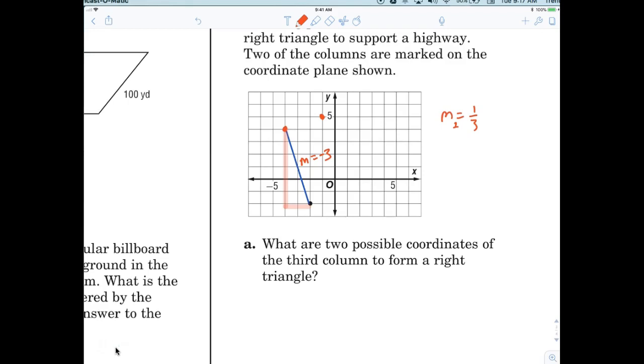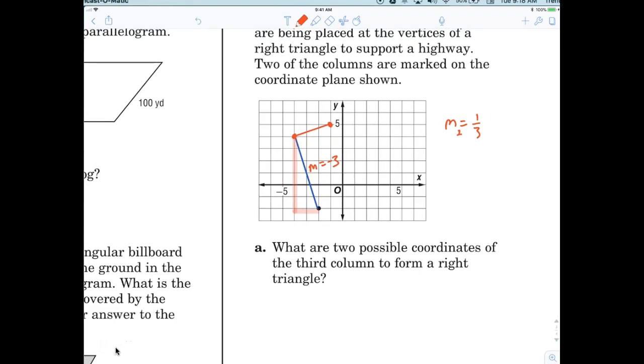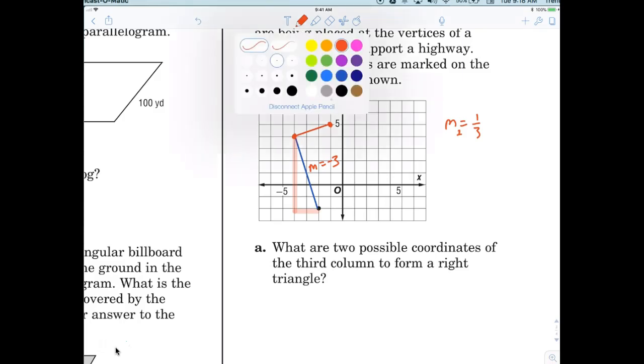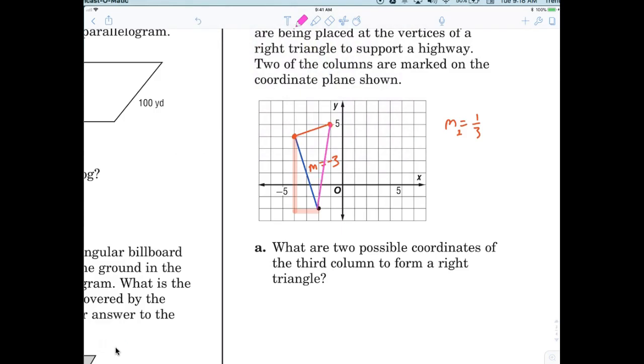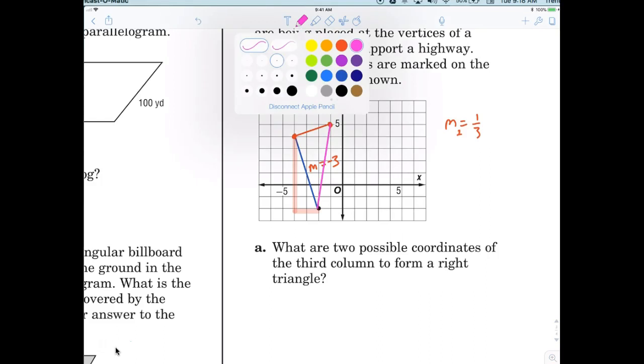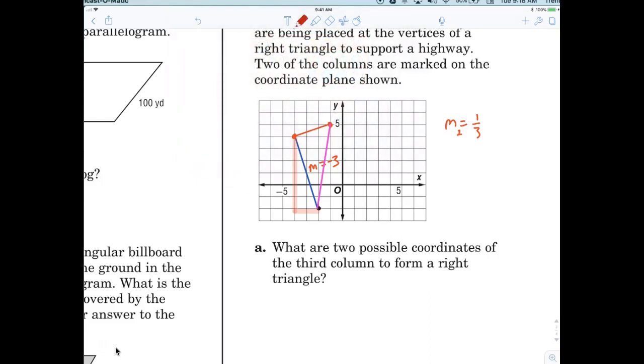Exactly. Now you could also come over here, and if you drew this in, you can see that would be the right triangle they're talking about, correct? Or you could go up 1 over 3 here. That makes sense? So those are two possible points: negative 1, 5, and 1, negative 1.